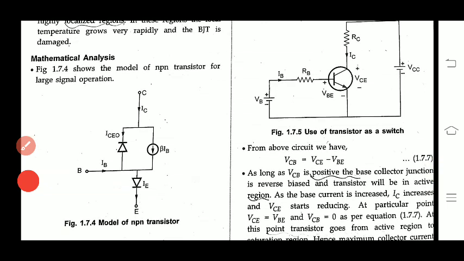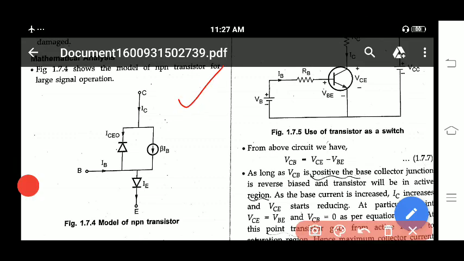Next we analyzed this BJT with the help of some mathematical expressions, and the equivalent model of the BJT can be drawn with this NPN transistor. Here you have the collector, base and emitter regions. Inside this BJT there are two diodes: in between base and collector you have one diode, and in between base and emitter you have another diode. It also shows behavior similar to a current source.